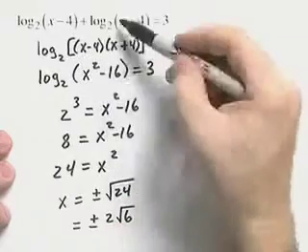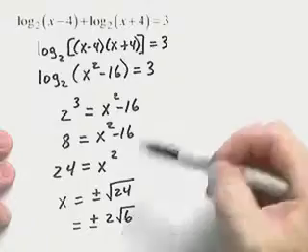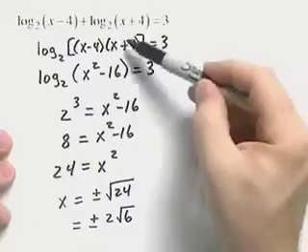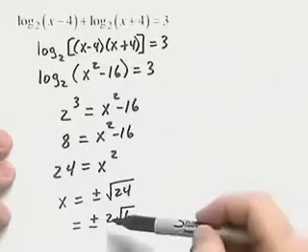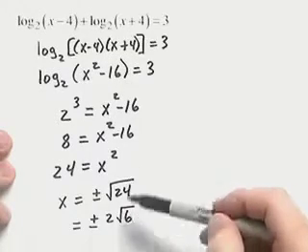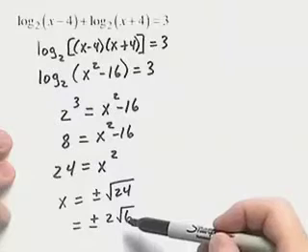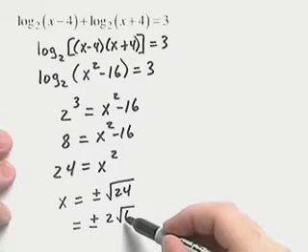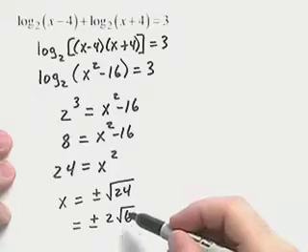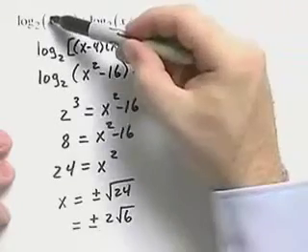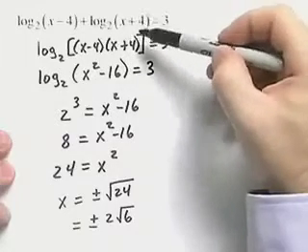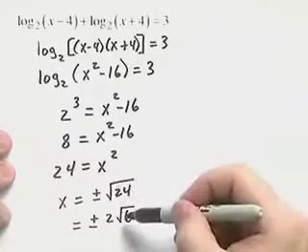Again, as with a logarithmic equation, we want to check our solutions to make sure that they will work in our original equation. We've changed it by doing the rules for logarithms. The positive value, 2 root 6, the square root of 6 is a little bit bigger than 2. 2 times something bigger than 2 is going to be something a little bit bigger than 4. So we have something bigger than 4 minus 4, that's okay. And then something bigger than 4 plus 4, that's okay. So the positive solution will work.